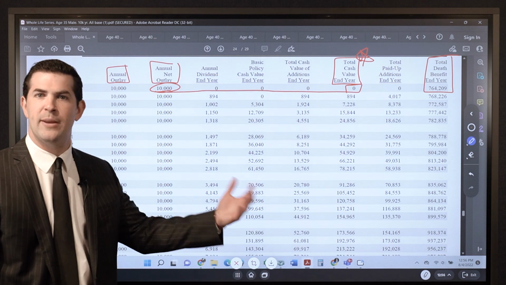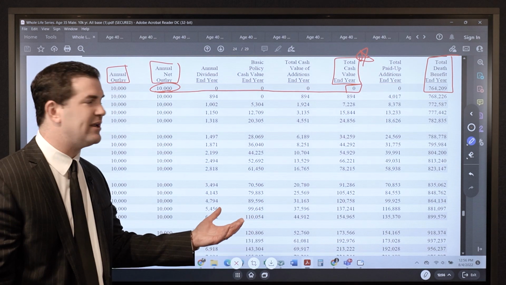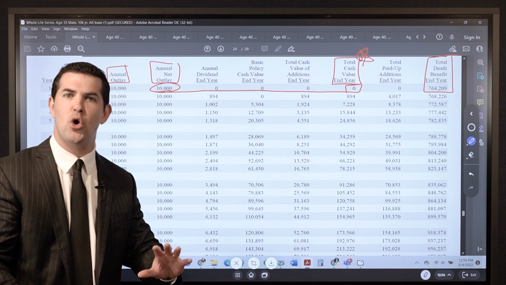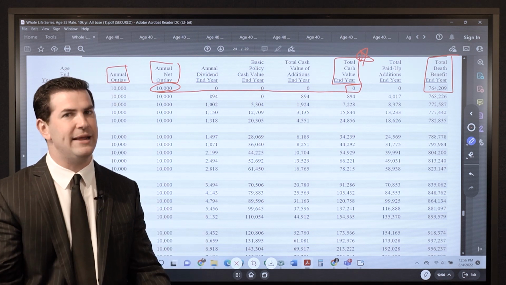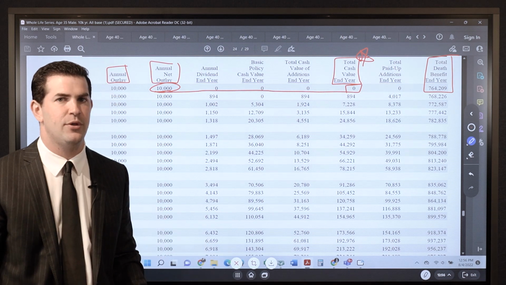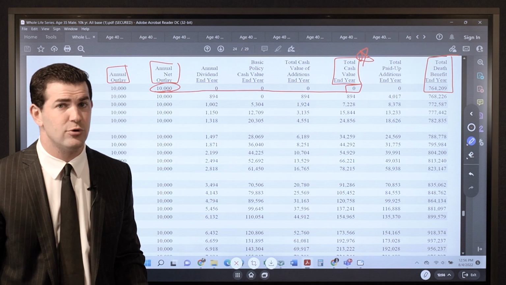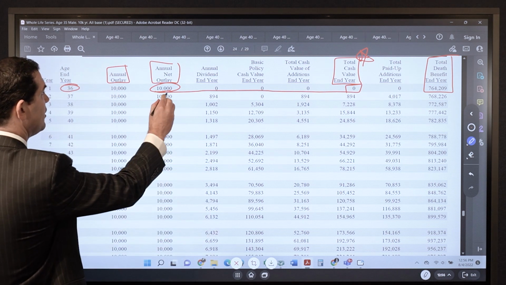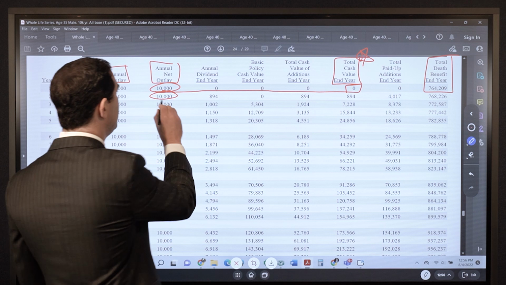Some illustrations, depending on what company you're looking at, will read net cash value. I want the total or net cash value. That's your money column, money you have access to. First year, zero, literally a zero. Second year, you pay $10,000 in.